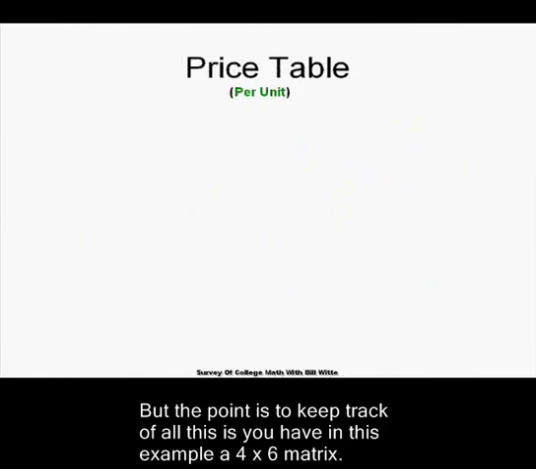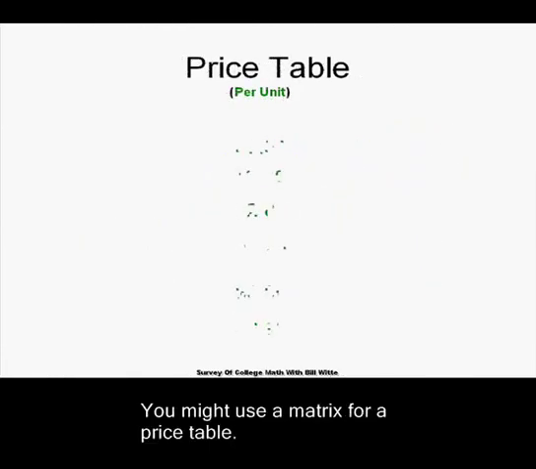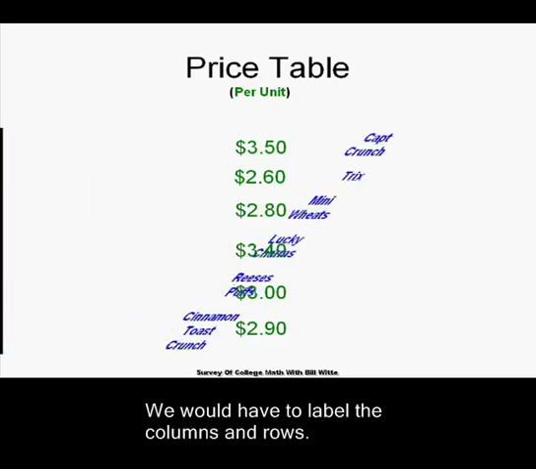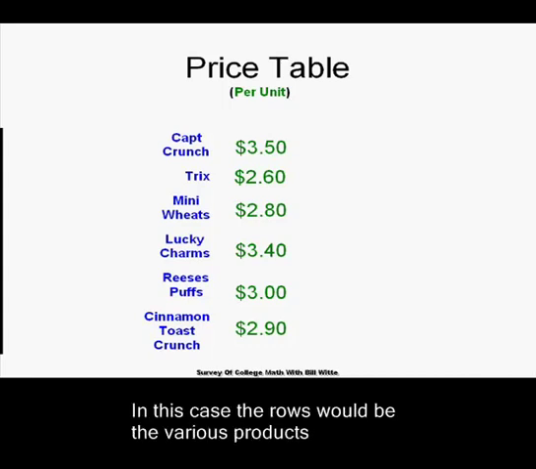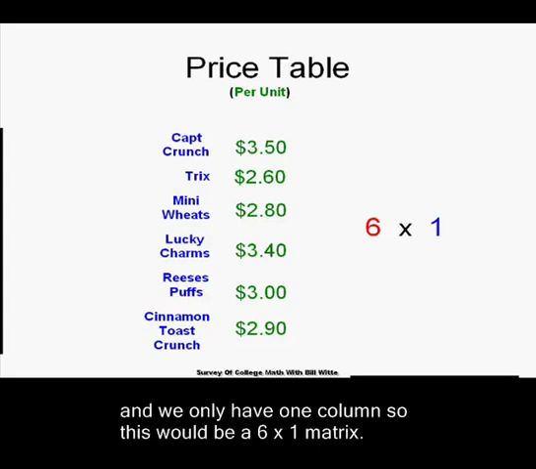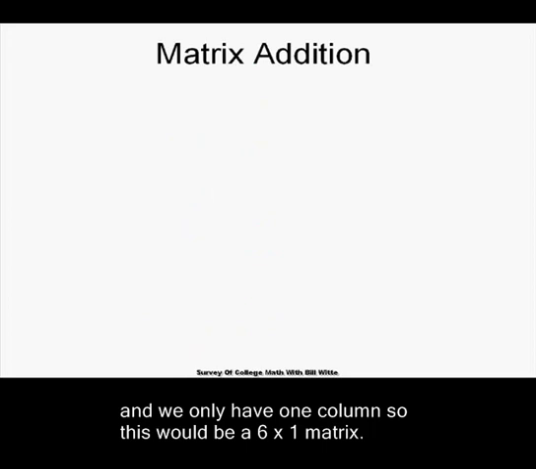We might also use a matrix for a price table. Of course, we'd have to name the columns and rows. In this case, the rows would be the various products, and we'd only have 1 column. So this would be a 6 row by 1 column matrix, or a 6 by 1 matrix. It will make your life very simple.